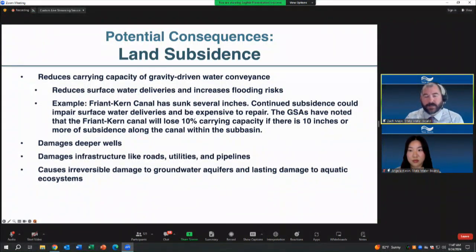For example, although the Friant-Kern Canal has not experienced significant subsidence here, even the sinking of less than a foot may cause changes in carrying capacity, and repairing the carrying capacity is often very expensive. Subsidence could also damage wells and reduce access to water. It could damage other infrastructure such as roads, utilities, and pipelines. It can also cause irreversible damage to groundwater aquifers and lasting damage to aquatic ecosystems.